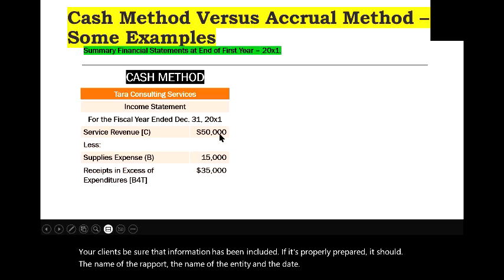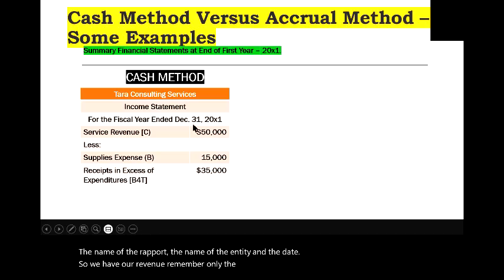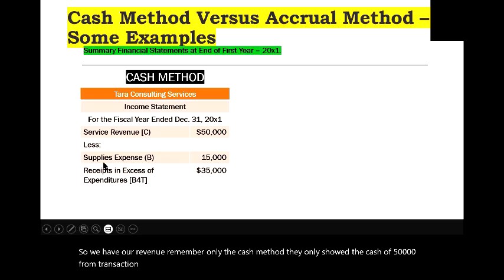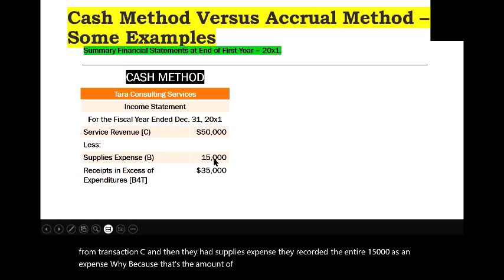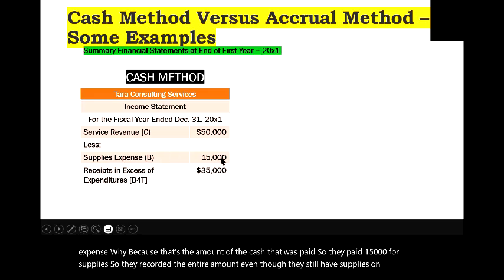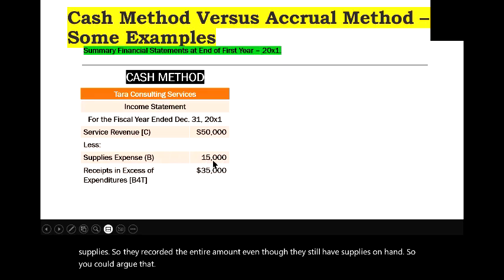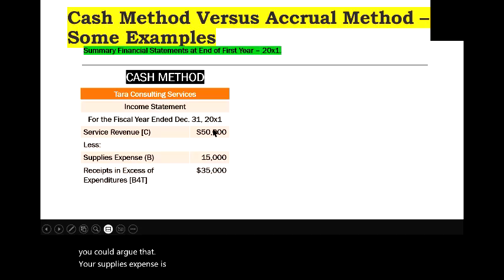So we have our revenue. Remember, under the cash method, they only show the cash of $50,000 from transaction C, and then they had supplies expense. They recorded the entire $15,000 as an expense. Why? Because that's the amount of the cash that was paid. So they paid $15,000 for supplies. So they recorded the entire amount, even though they still have supplies on hand. So you could argue that their supplies expense is overstated. However, that is the nature of the cash method.